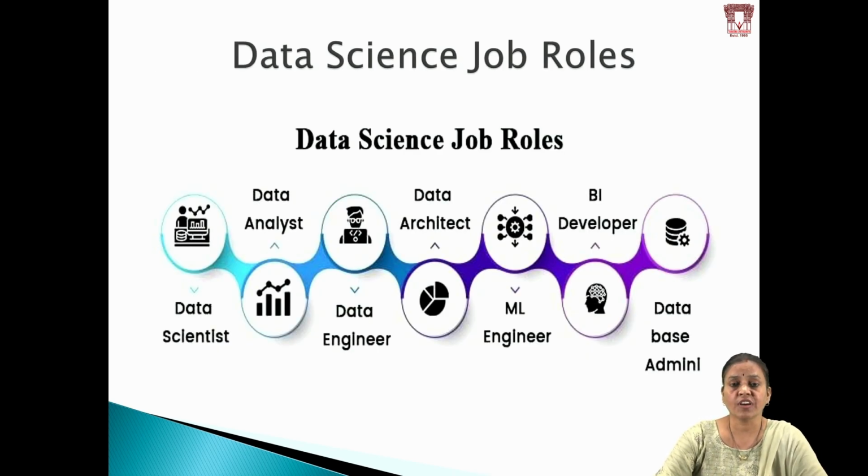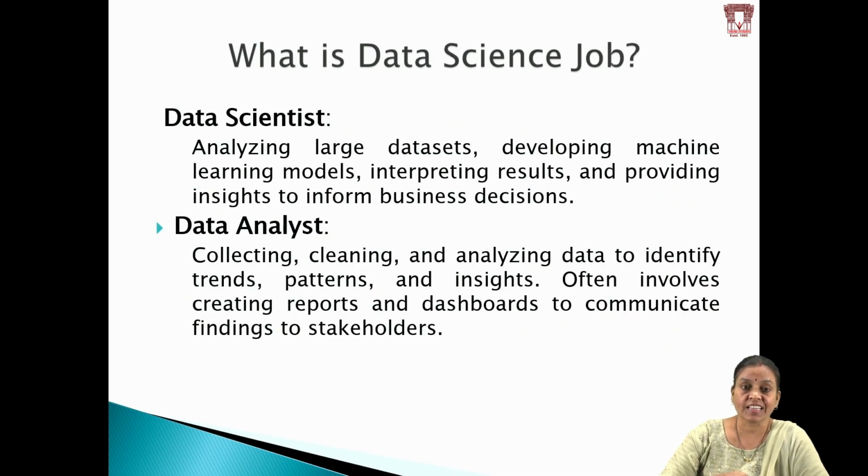Here we can understand the various job roles. When we study data science, what job roles can one get? One can become a data scientist, data analyst, data engineer, data architect, ML engineer, BI developer, or database administrator. So these are all the various job roles when a person opts for data science. As we have seen in the picture, these are the different jobs.